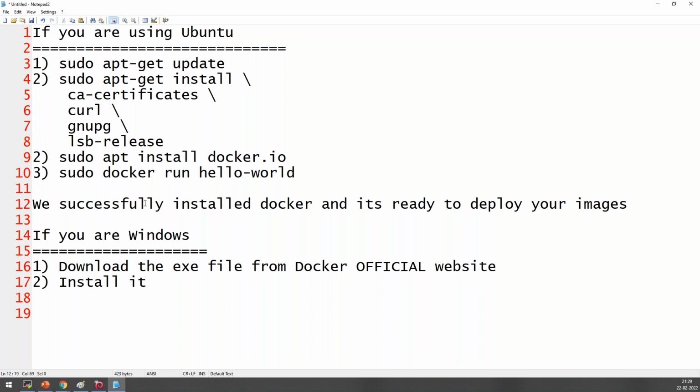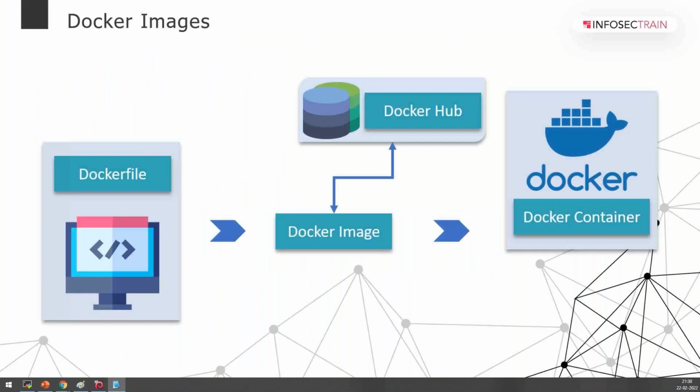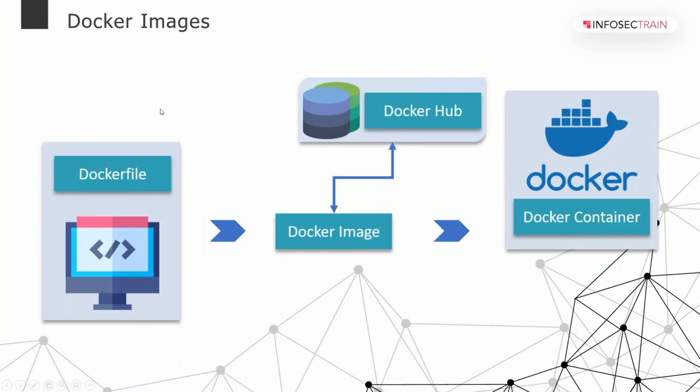So these images are something which will help us to create containers. Let me give an example. You want to create a Python container. If you want to deploy a Python container, first you have to get a Python image. Clear now? And this Python image you are getting from the Docker Hub.